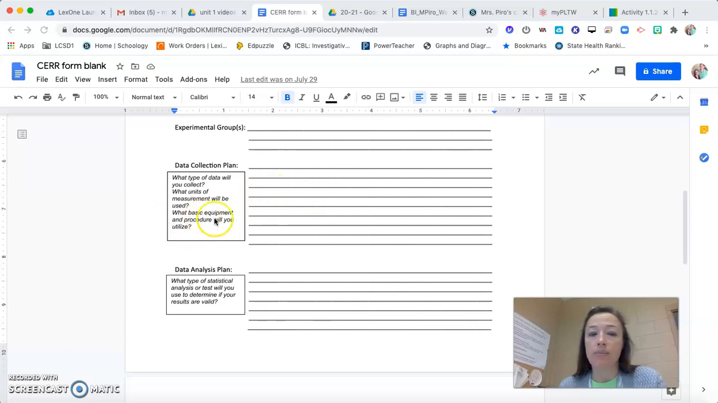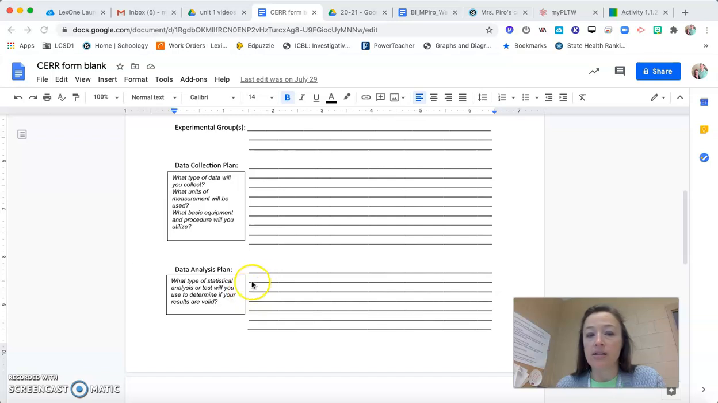And then what basic equipment and procedure will you use? Keep it very short here, so like a sentence or two. And it doesn't have to be in complete sentences, but most of us write our procedures that way. So with our plants, you might say, I will grow 3 plants, 1 in white light, 1 in blue light, 1 in green light, or something like that. So very simple. Keep it simple there.